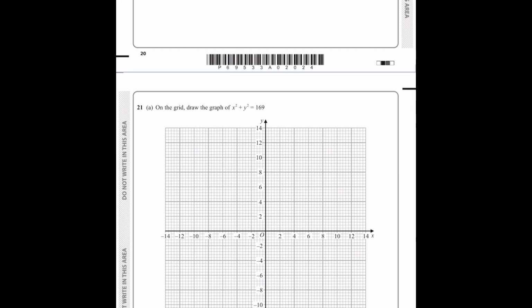On the grid, draw the graph of x squared plus y squared is equal to 169. So here, the first thing we need to think about is, what is this equation of?